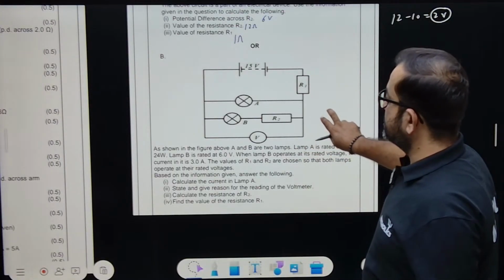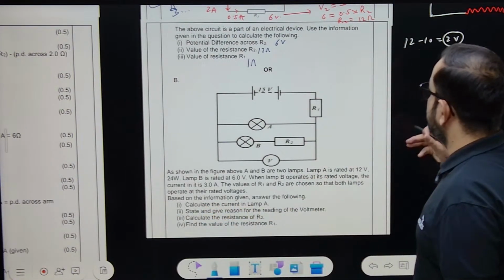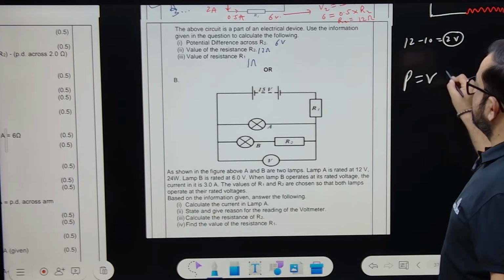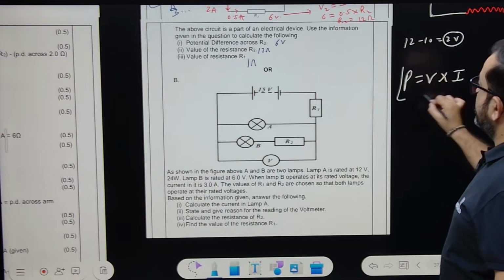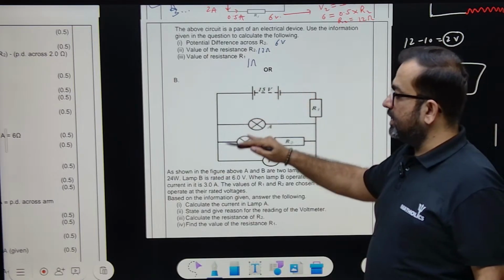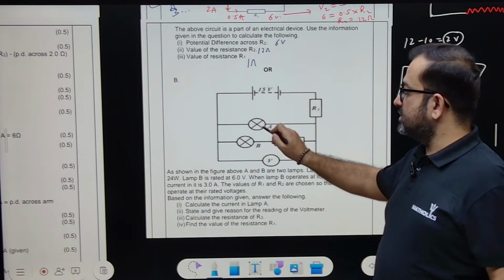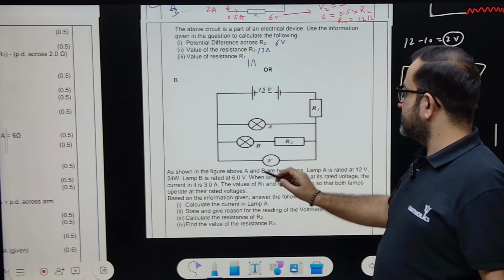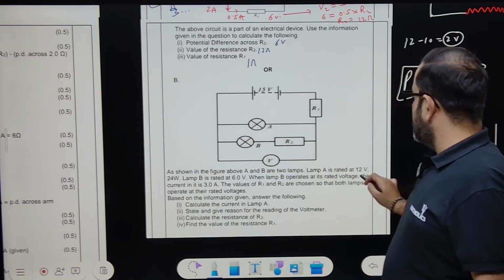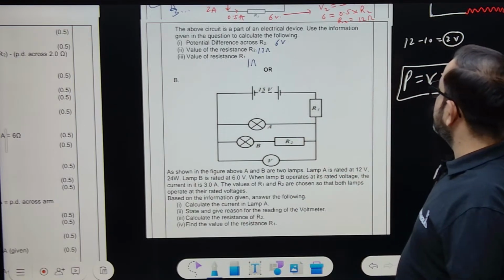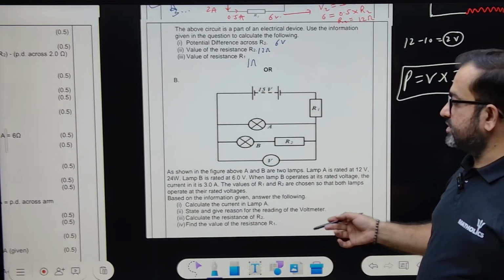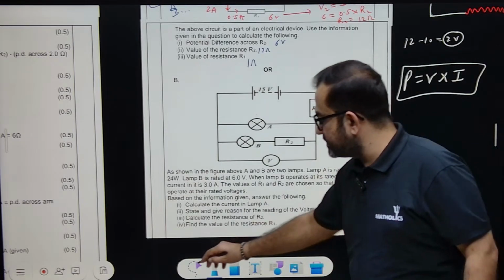This is the same question, just use the formula we have already done in the last lecture. Power equals V into I, right? Use this formula for finding different values. For this lamp, its power is given as 24 watts. V is given 12, so you can find I equals 2 amperes, right? So this is for you to practice right now.